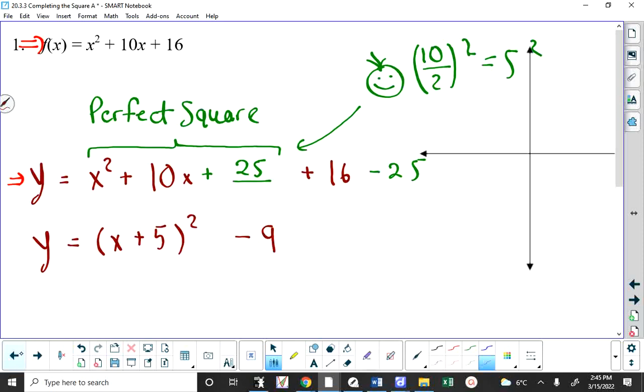I don't care about the graph. Okay? I really don't. But now we know that P is negative 5, Q is negative 9, and A is 1. We now know everything there is to know about this function.